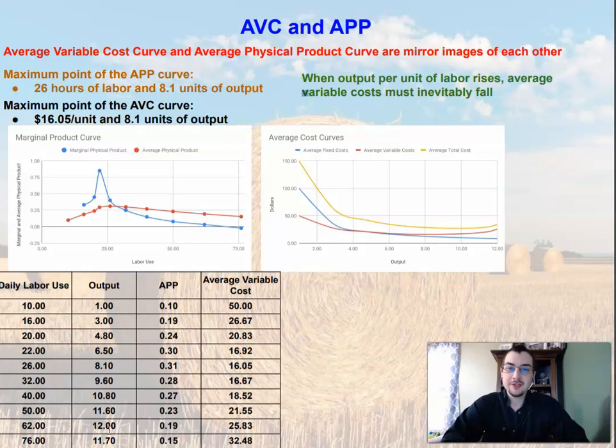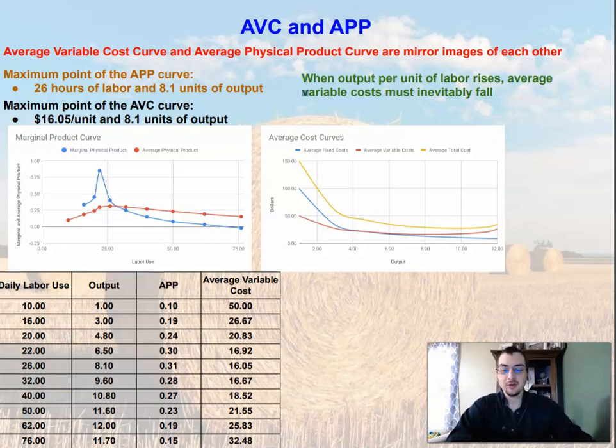All right, folks. Now that we've talked about average variable costs, let's go back and compare that to average physical product. If you remember, we talked about average physical product earlier in chapter 6. Average physical product is output divided by input, so it shows us how much we can produce per unit of input.